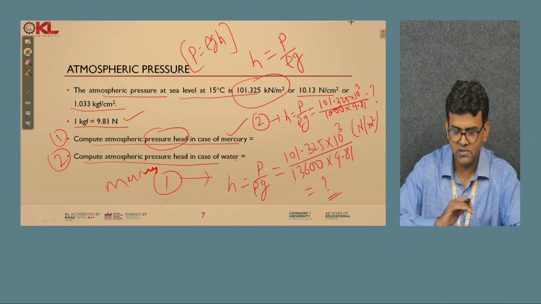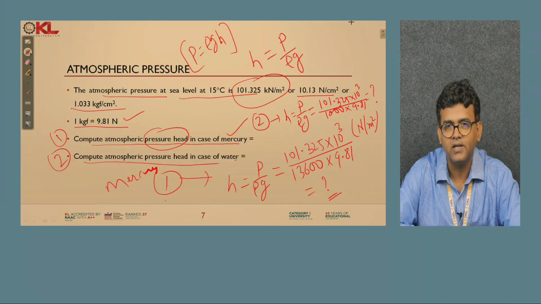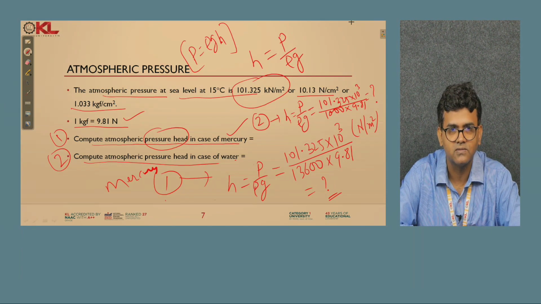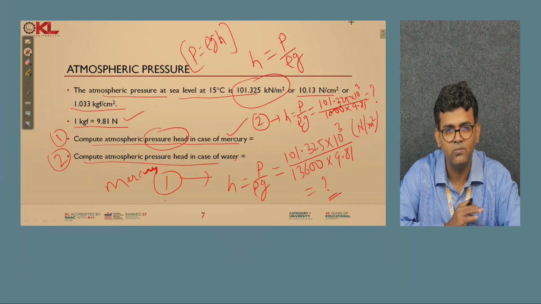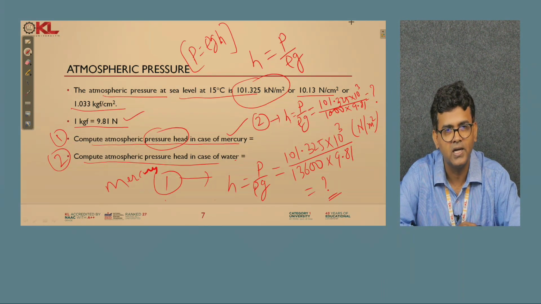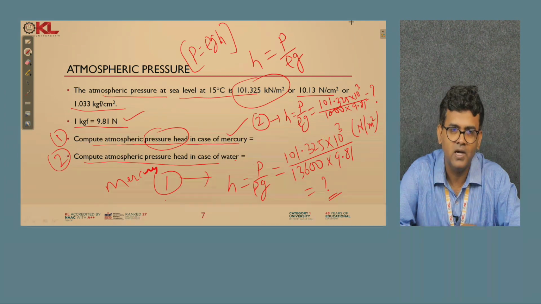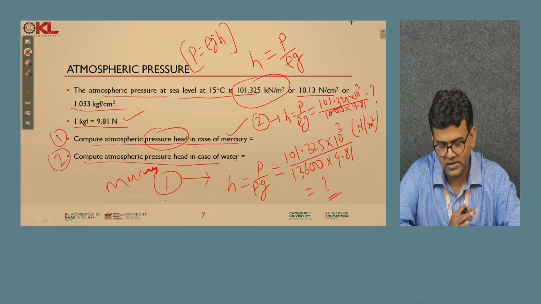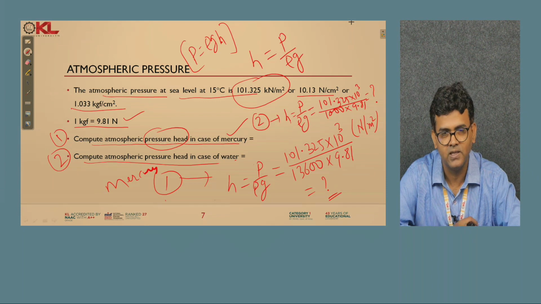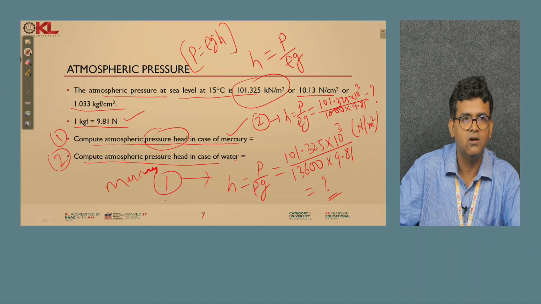After getting the atmospheric pressure head, you have to compare which value is more and which is less. That is the main point of this question: you have to compare the atmospheric pressure head as the fluid changes. If the fluid is changing but atmospheric pressure is acting on it, how much will the pressure head be? You can compute the atmospheric pressure head in this way. So this is about how to compute the atmospheric pressure head.